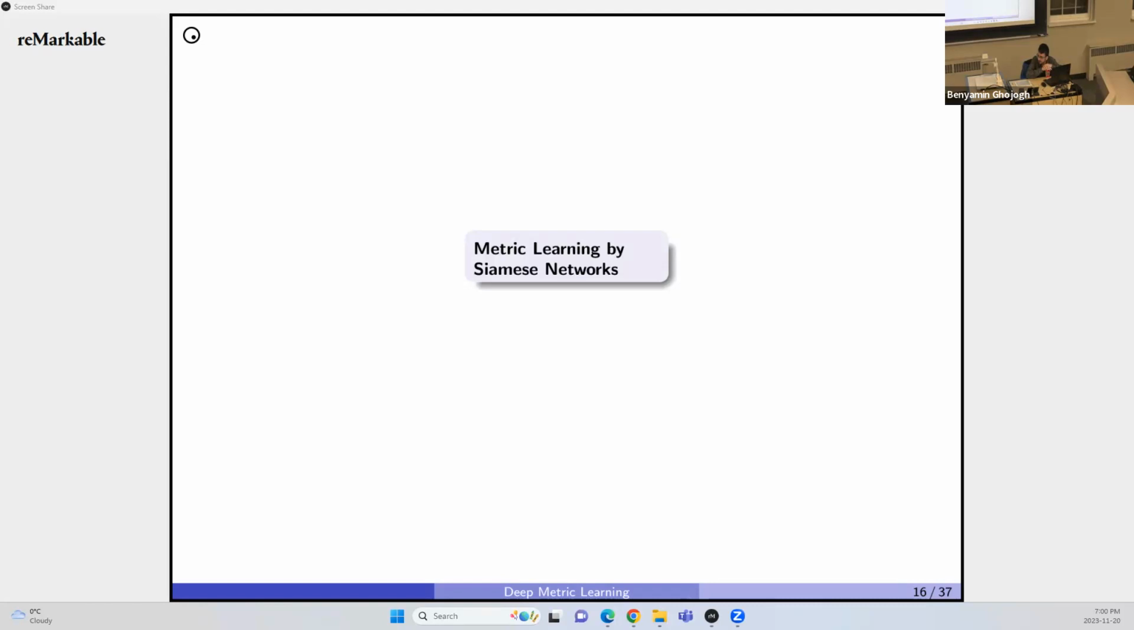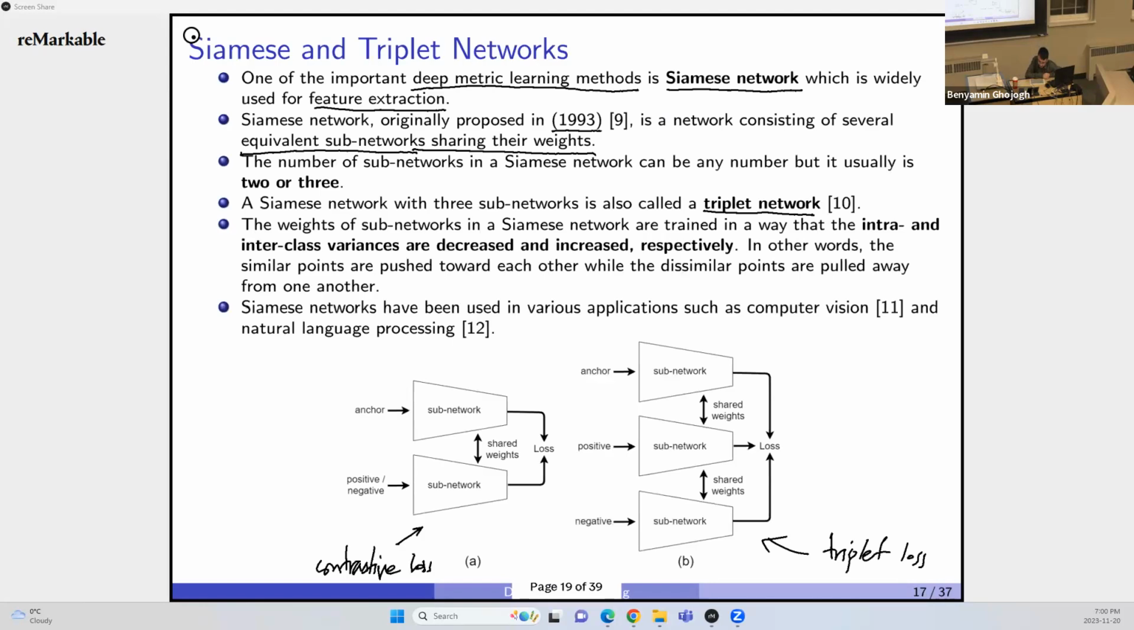Today, at the end of last session, we talked about Siamese networks, and we are going to review that again very quickly and continue with it. So, metric learning by Siamese networks: we said that one of the techniques for deep metric learning is the Siamese network, which is used for feature extraction, yes? And we said that it has several sub-networks which share their weights, right?